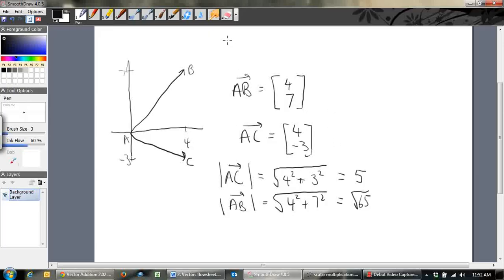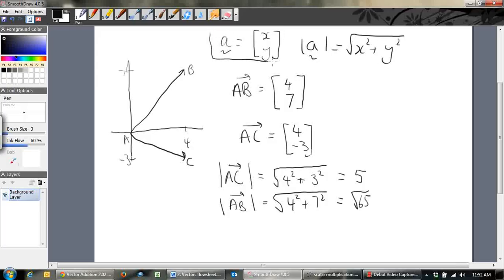Fantastic. And the general formula, if you've got some vector, let's just call it a little vector A. You've got a vector A which is (x, y). Then the magnitude of A will be equal to the square root of x squared plus y squared in general. And so that's how we find the magnitude of any vector. And in fact, I might leave it there and go on to the next video, because I don't want to take too long.